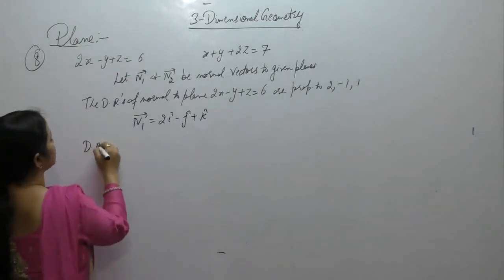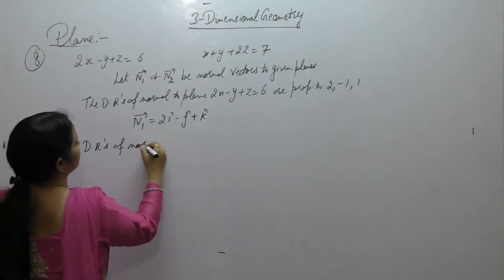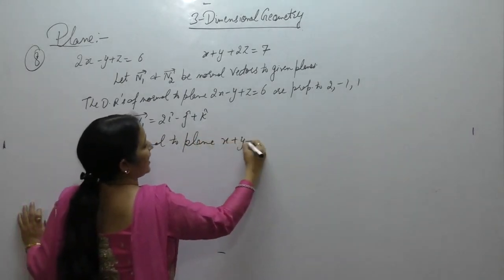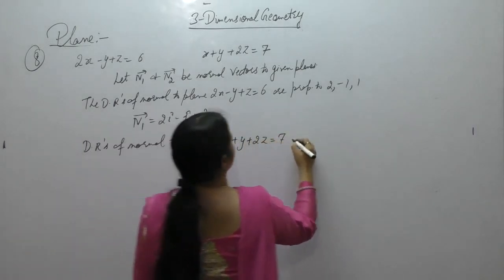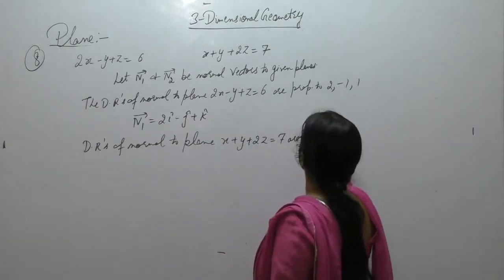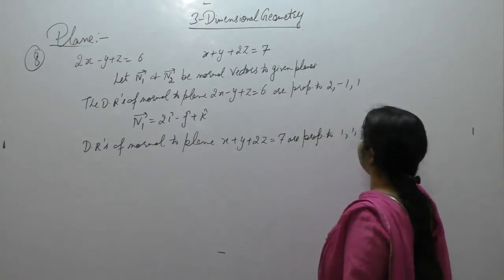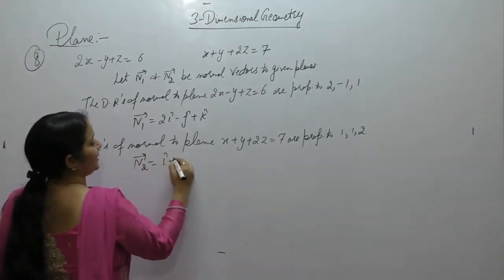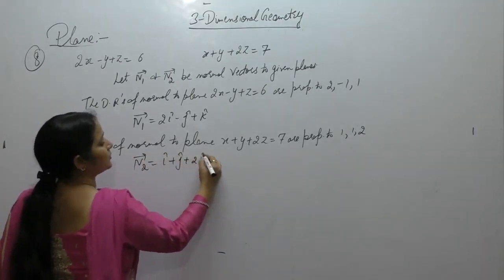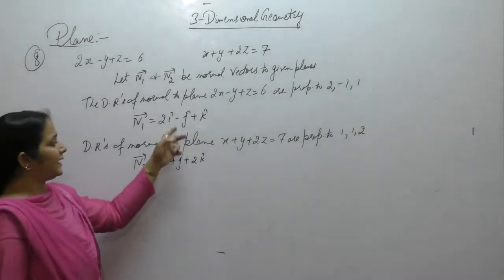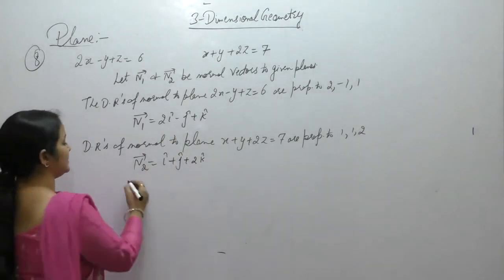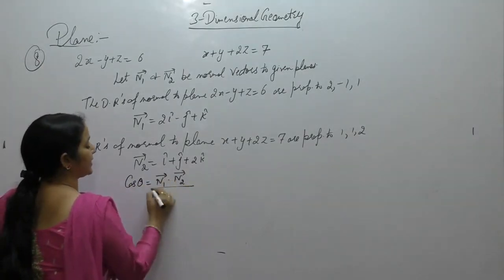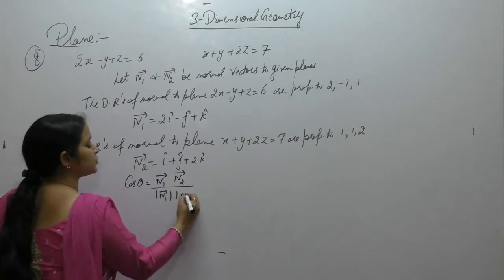Now direction ratios of normal to the second plane, x plus y plus 2z is equal to 7, are proportional to 1, 1 and 2. So n2 vector is i plus j plus 2k. Now we want to find the angle between these two normal vectors. So cos theta is n1 vector dot n2 vector upon the magnitudes of these two vectors.